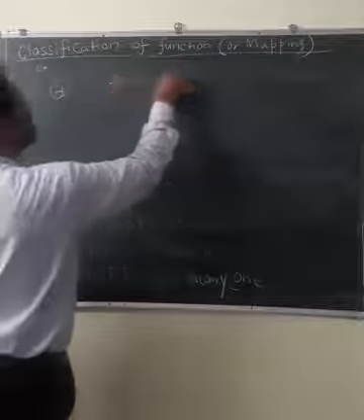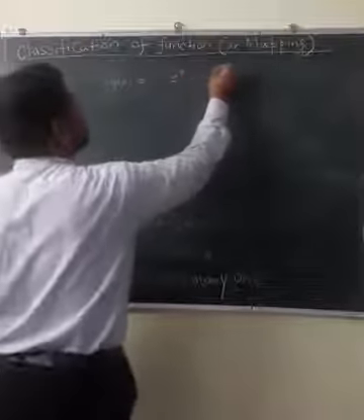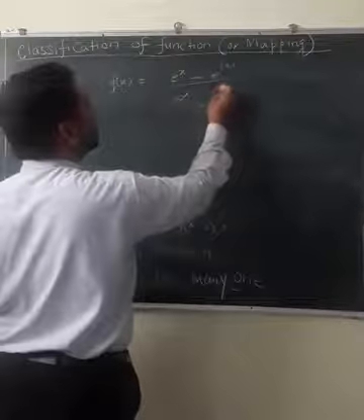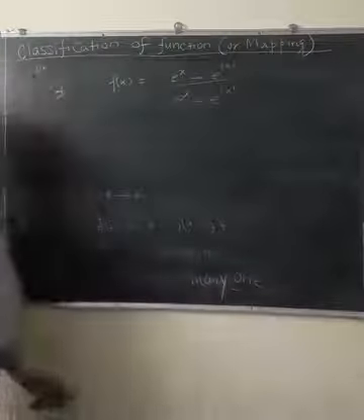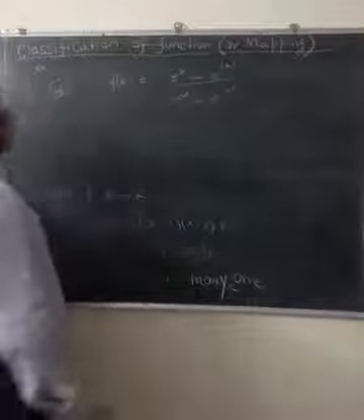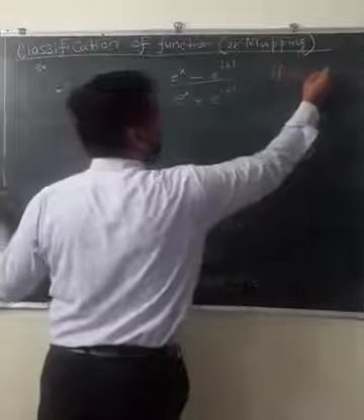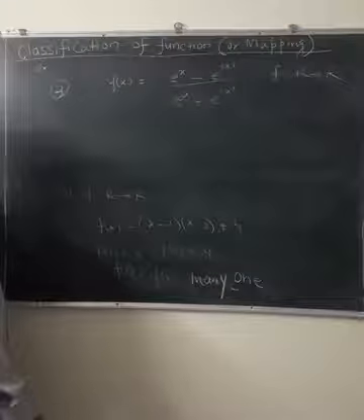f(x) is equal to e to the power x minus e to the power mod x, by e to the power x plus e to the power mod x. It looks different, difficult, but suppose f is from R to R, domain is R, codomain is R.